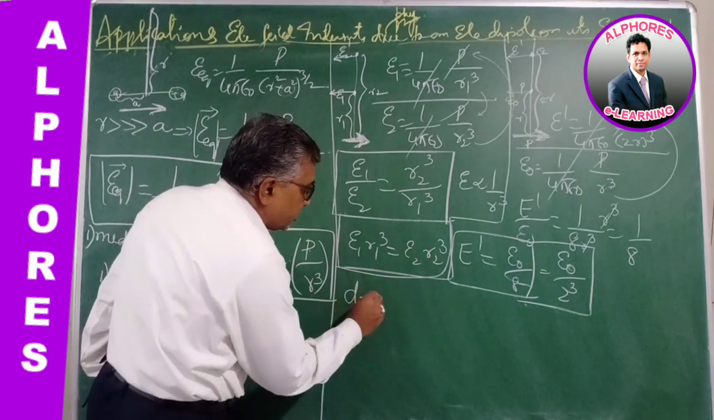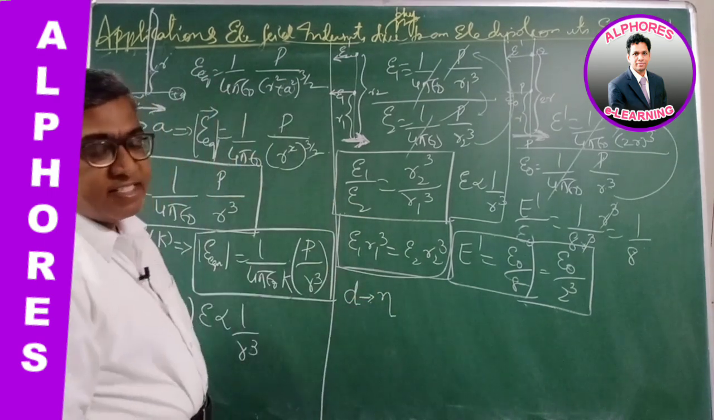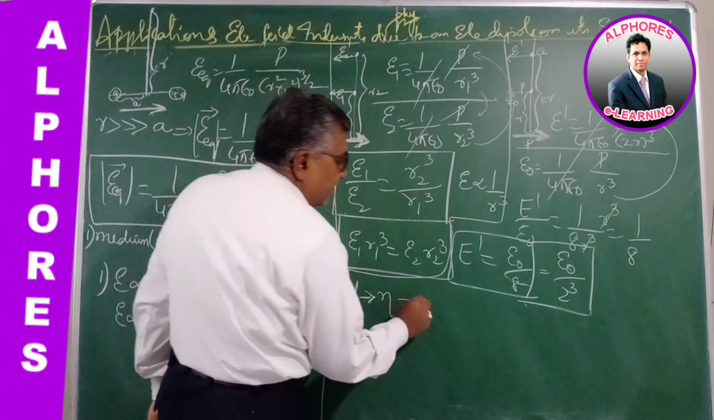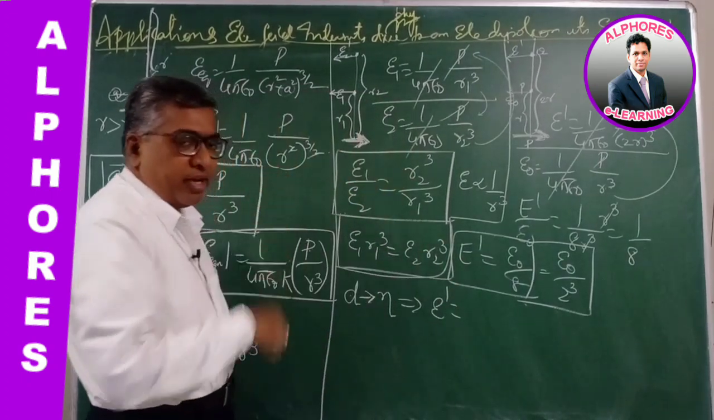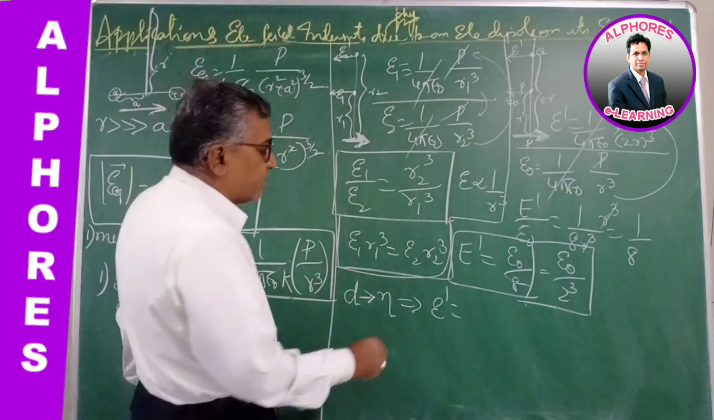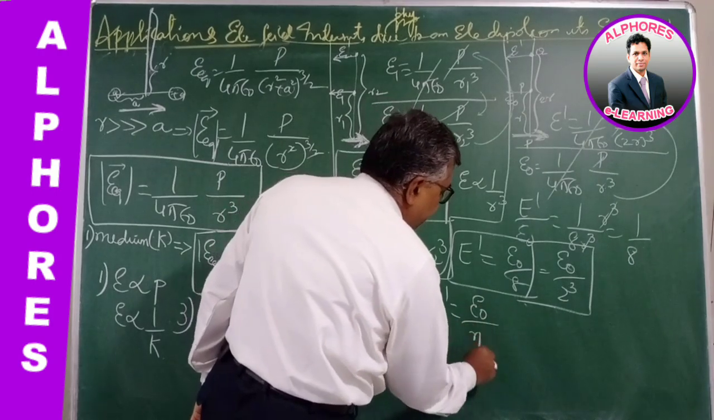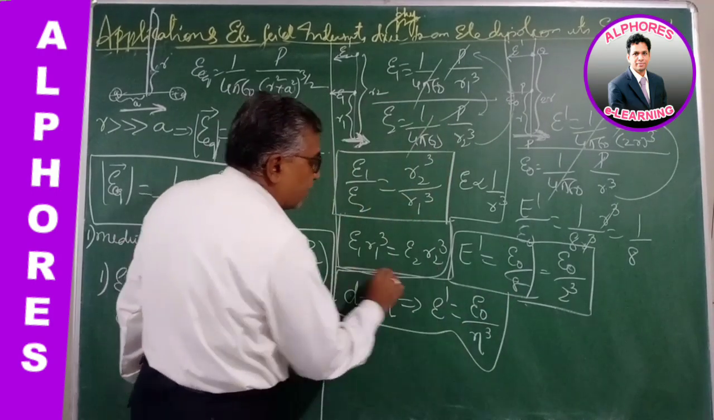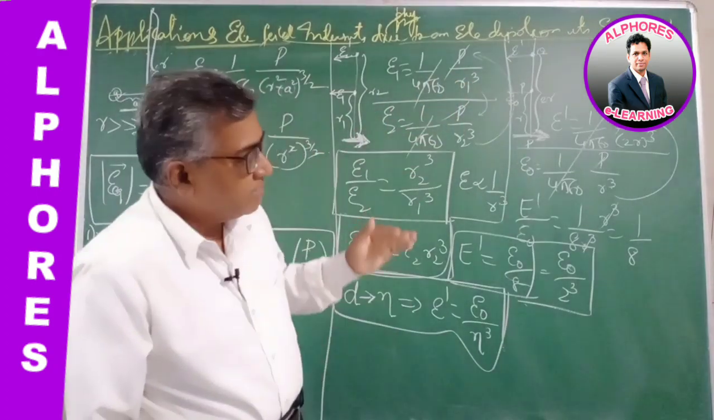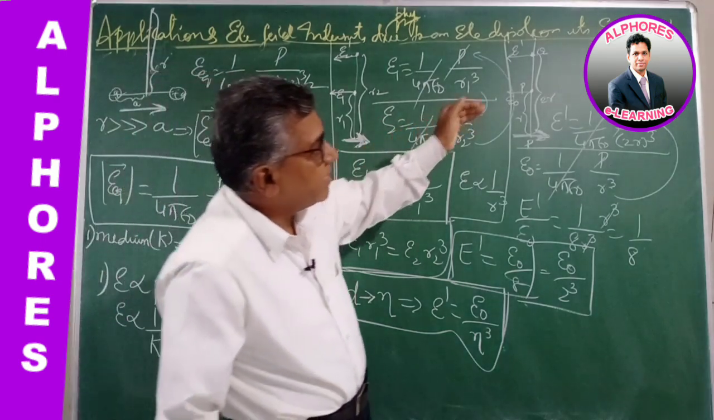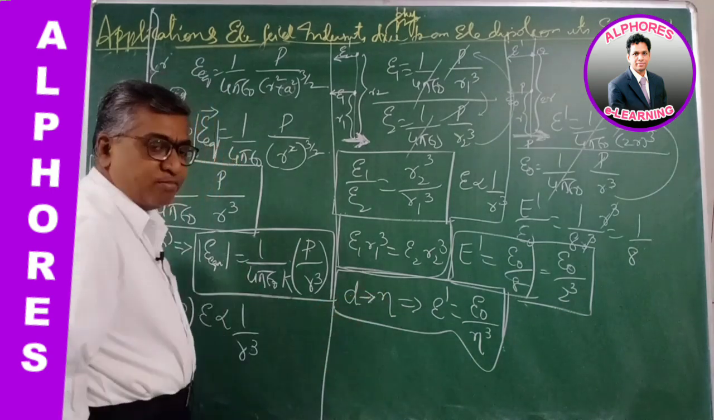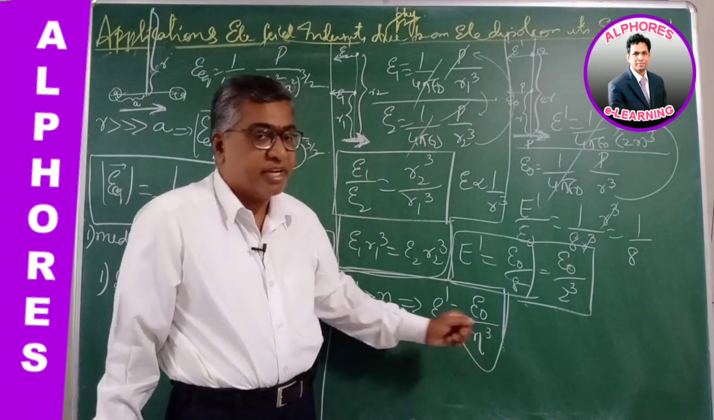So if the distance of the point on the equatorial line is changed to n times the initial distance, then the new electric field intensity, as compared to the initial electric field intensity, will be E naught by n cube. This is the comparison for the electric field intensity with respect to the distance of the point on the equatorial line. If the distance is increased n times, then the field reduces n cube times.